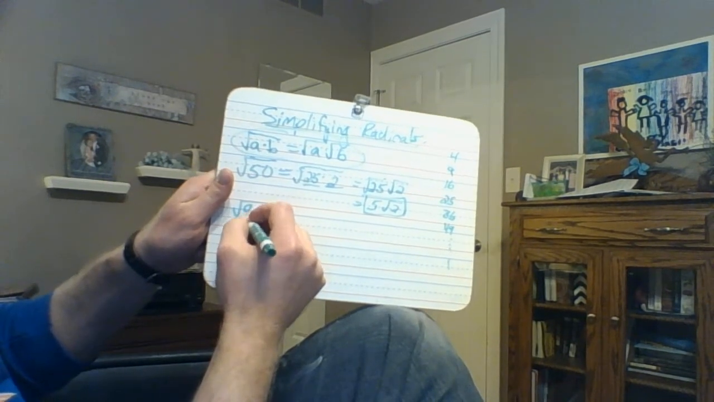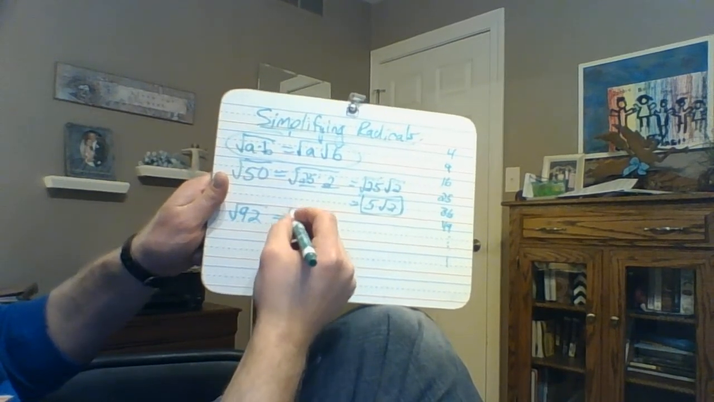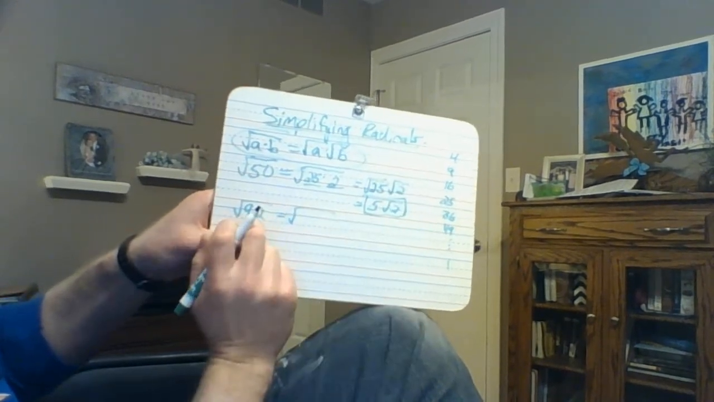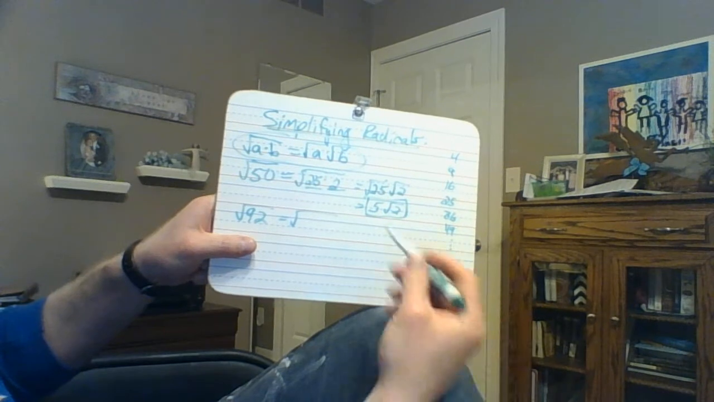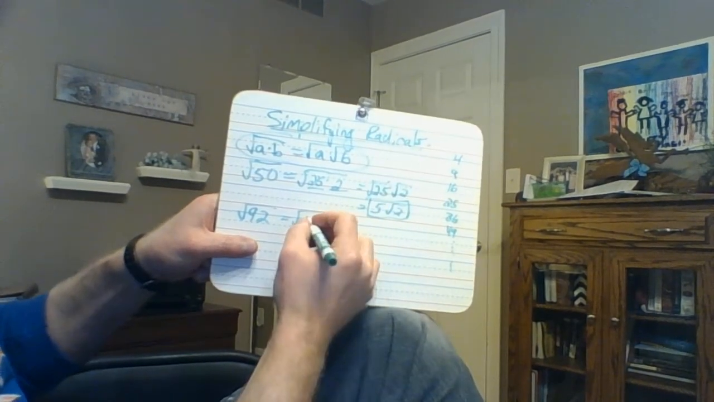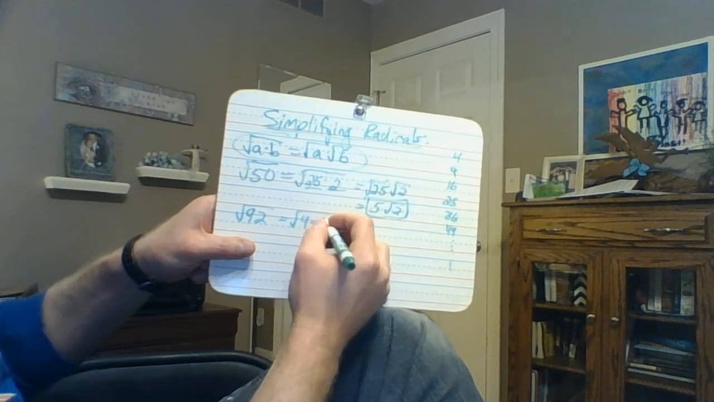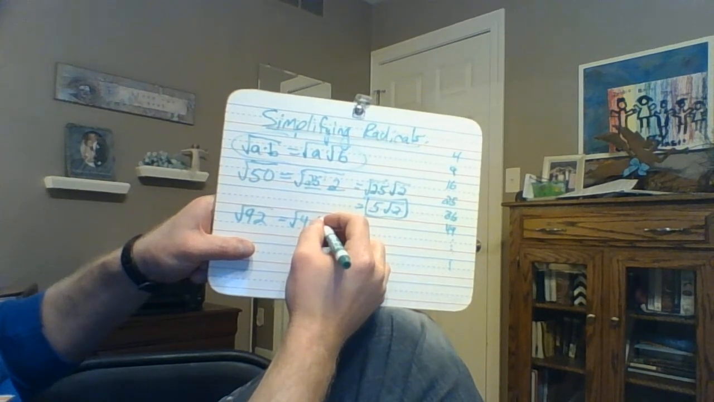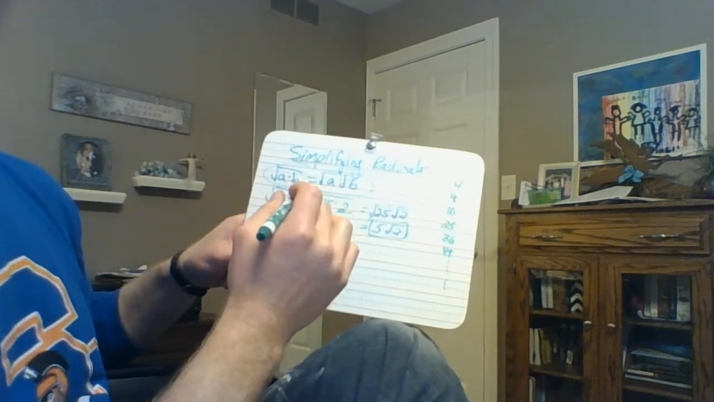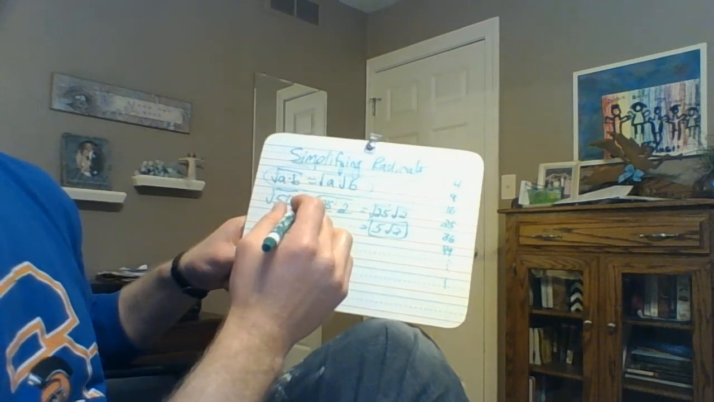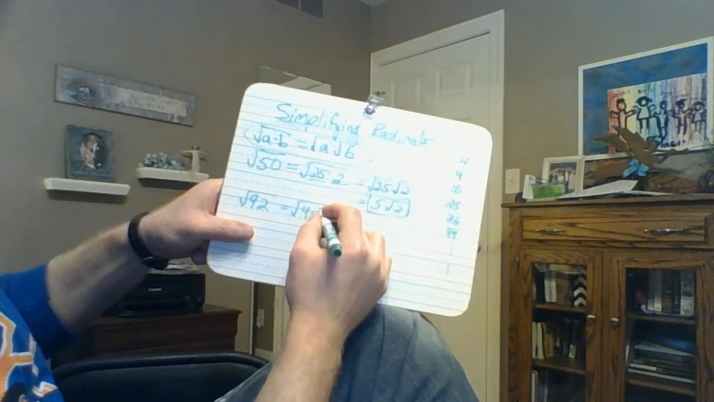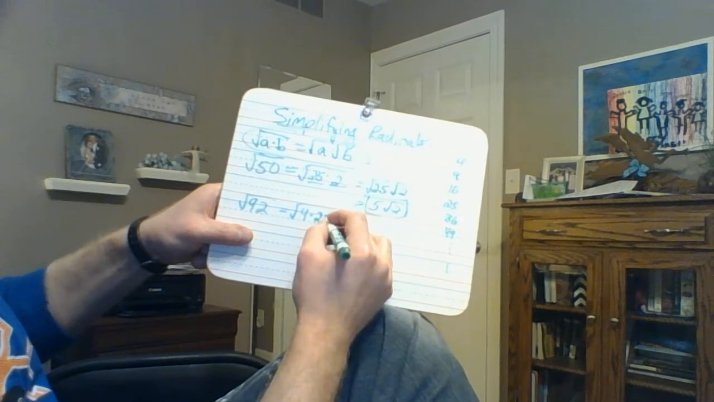Okay, I'll give you one more here. How about the square root of 92? Well, which one of these perfect squares go into 92 evenly? It might be hard to know that. You might have to take your calculator and check through some. It would come out to be 4 and 23.